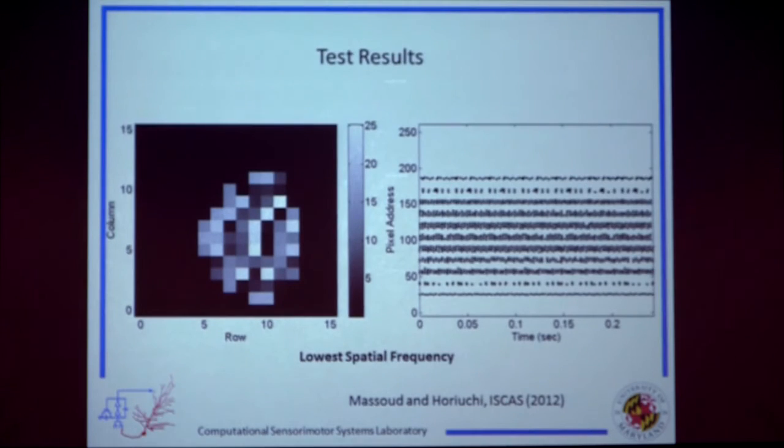And so this is like the lowest spatial frequency, which is just put one big blob in the middle of the chip. And those are the spikes for the different neurons. And this actually is thought, the little holes in this blob is really thought to be more of a readout problem on the chip as opposed to a failure of the actual blob.